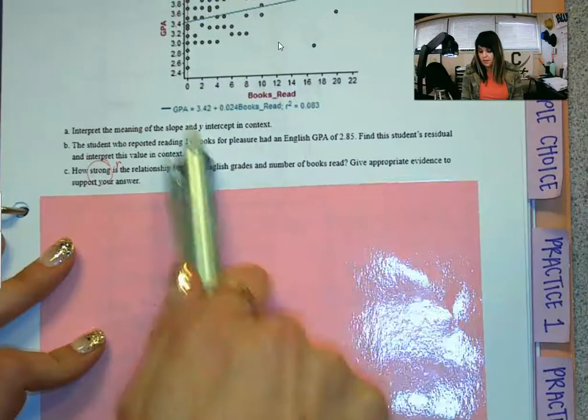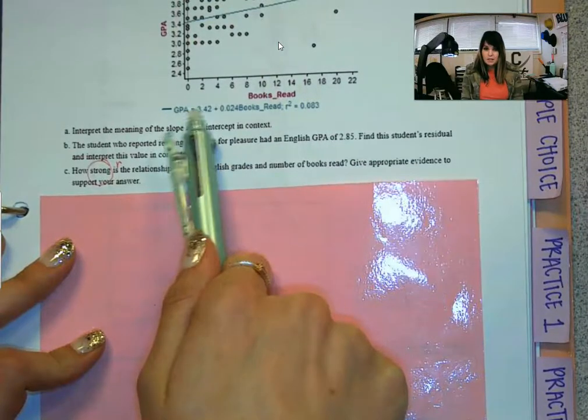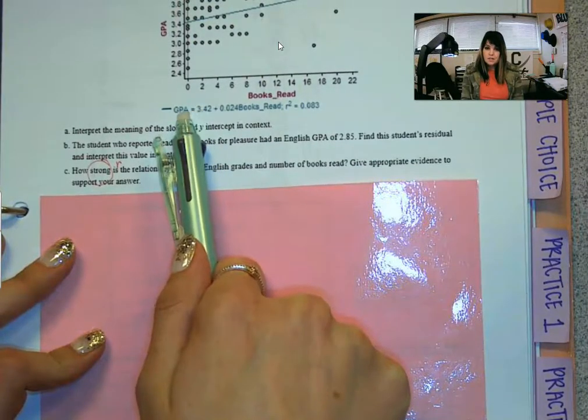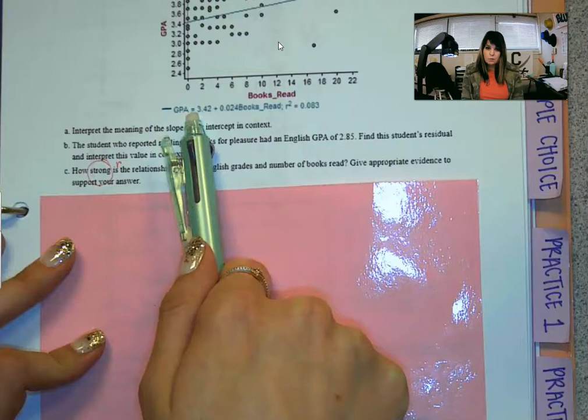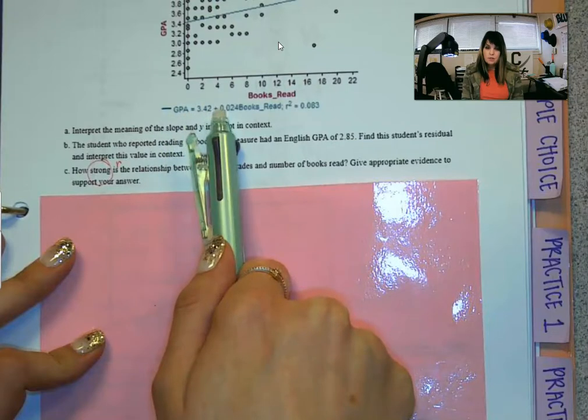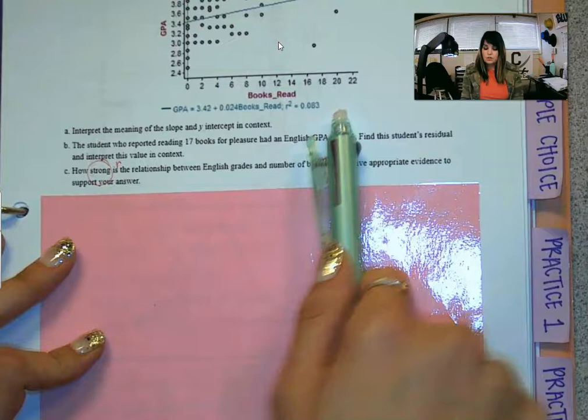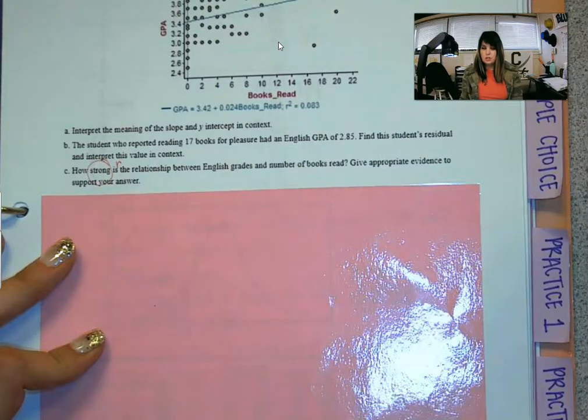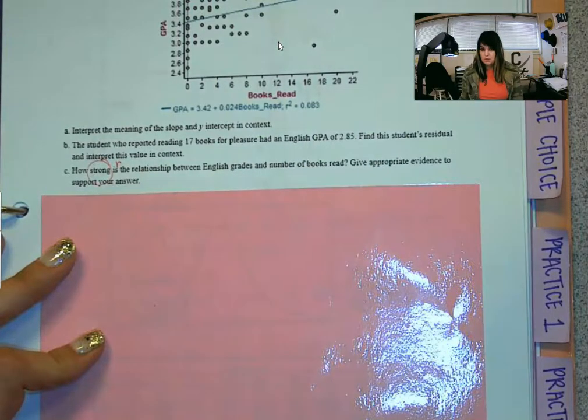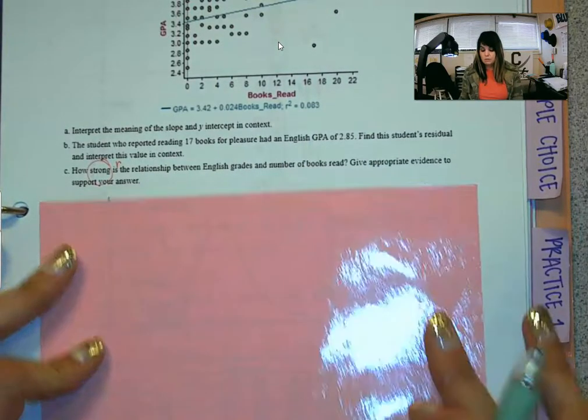So up here they give you the line. It's not very obvious, but this is predicted GPA equals 3.42 plus 0.024 times books read, and they give you R squared. So you have to use that information to solve these problems. I'm going to head into the solutions now.